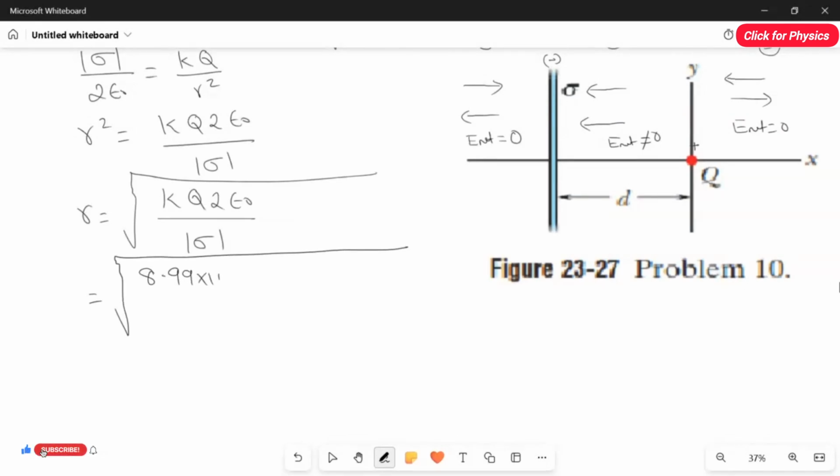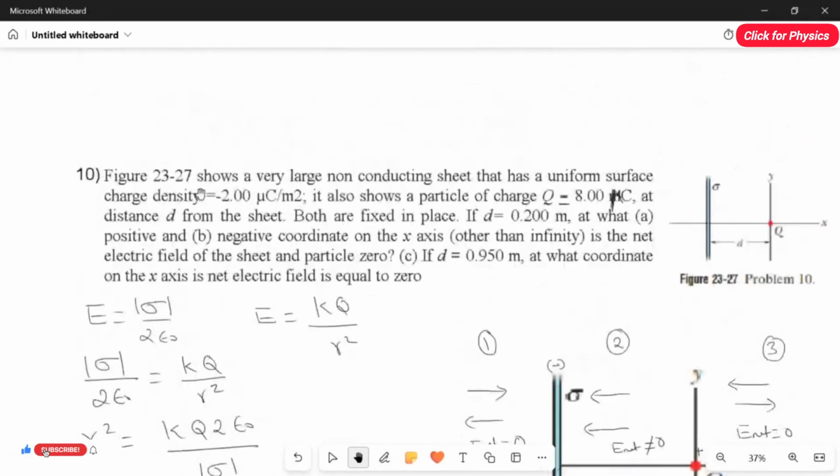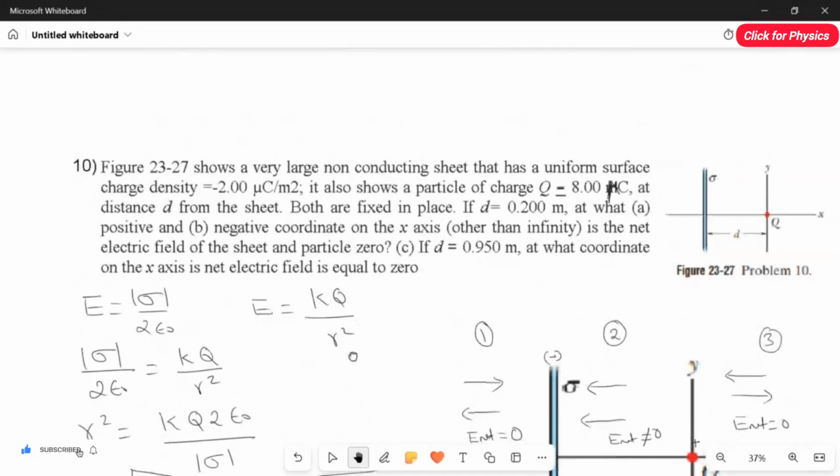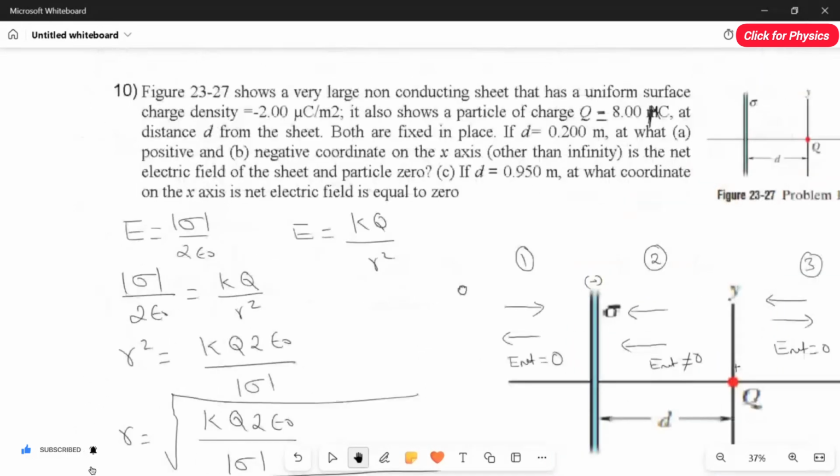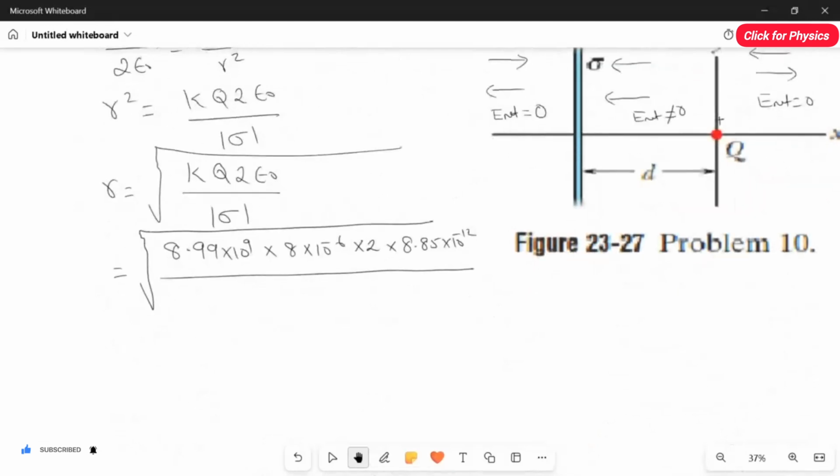8.99 multiplied by 10 to the power of 9, which is the Coulomb constant. The charge value is 8 microcoulomb, so 8 multiplied by 10 to the power of minus 6, and then multiplied by 2, which is this one. The epsilon naught value is 8.85 multiplied by 10 to the power of minus 12, over the surface charge density, which is given here as minus 2. I'm going to take only the magnitude, so 2 microcoulomb per meter square, so 2 multiplied by 10 to the power of minus 6.